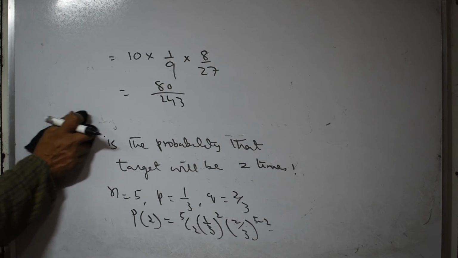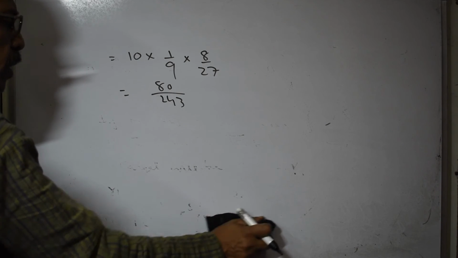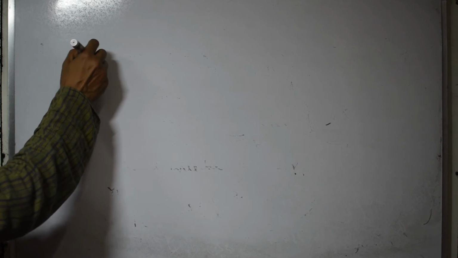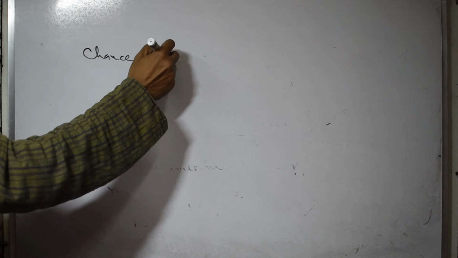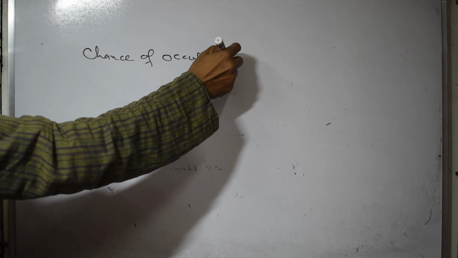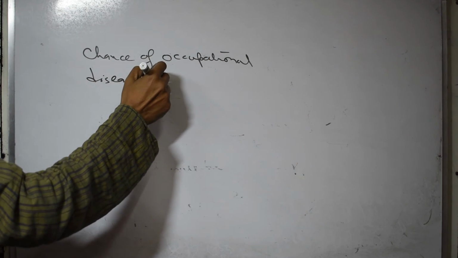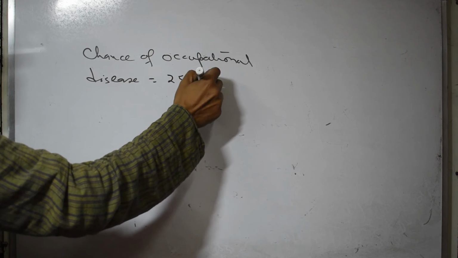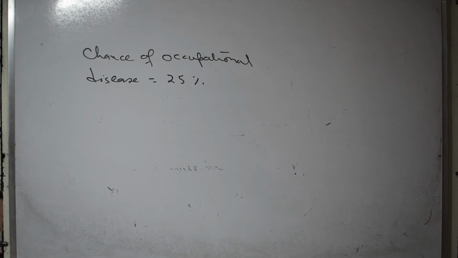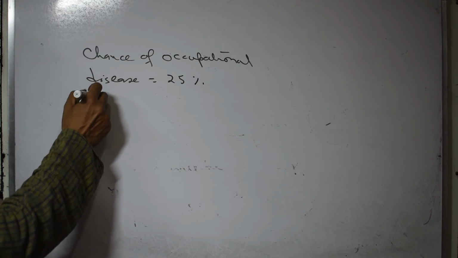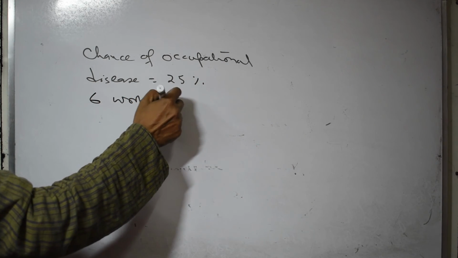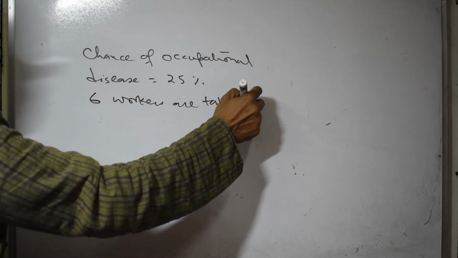It can be something like this. Another question we can do: chance of occupational disease in a factory. The chance of occupational disease for each worker in a factory is 25%. That means there is a 25% chance that a worker of a factory is infected with occupational disease. We are taking 6 workers randomly.